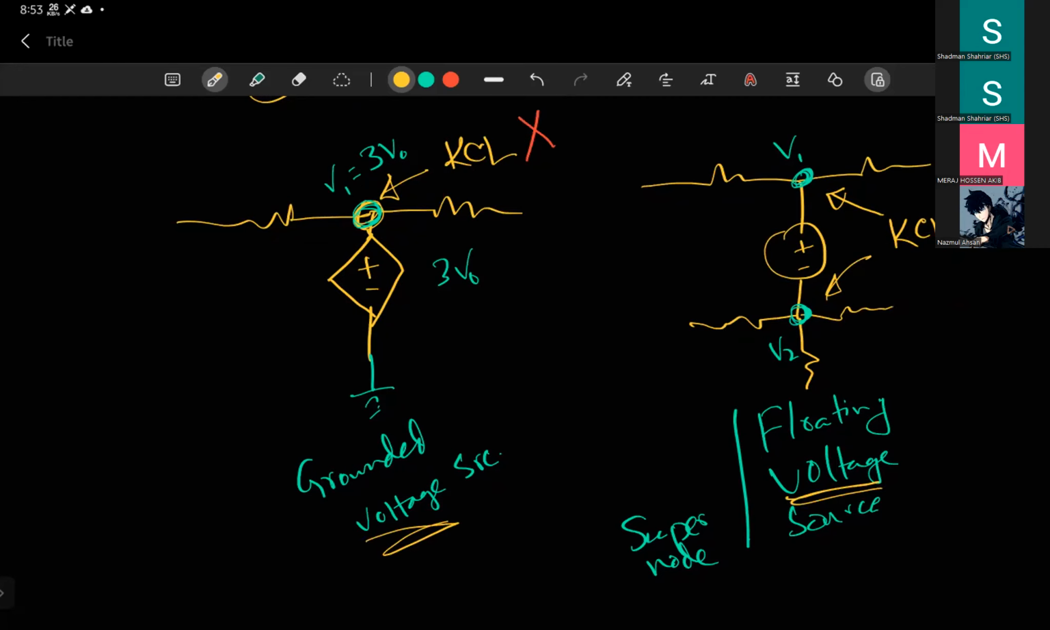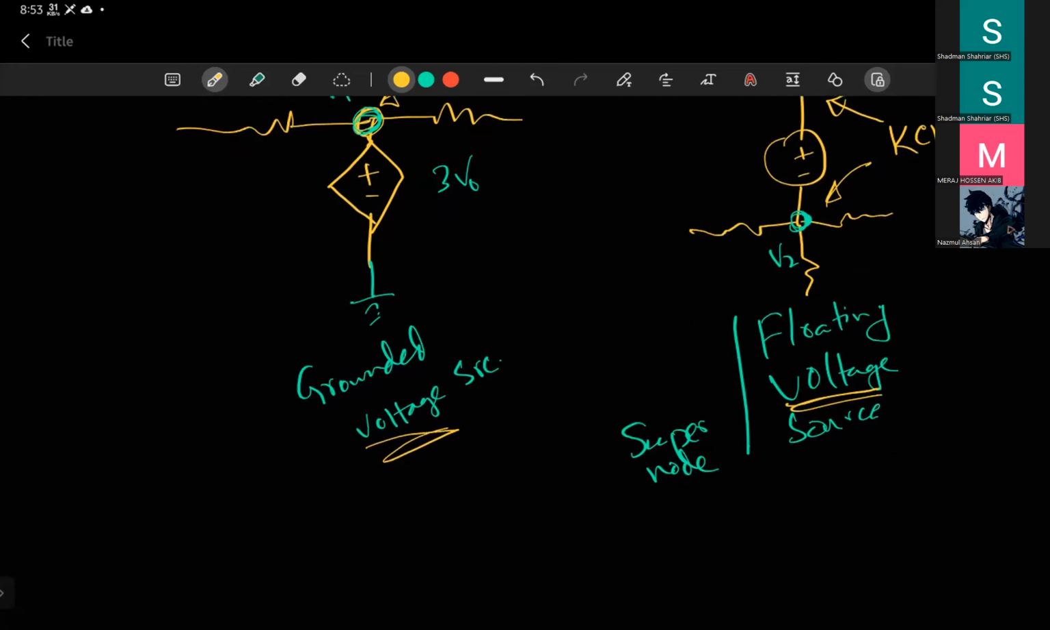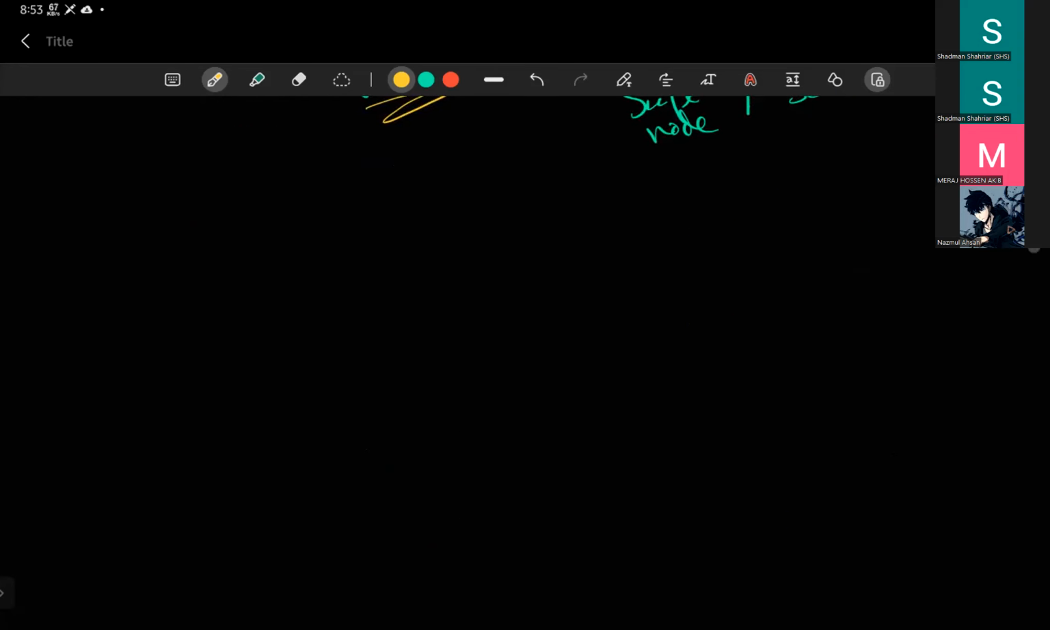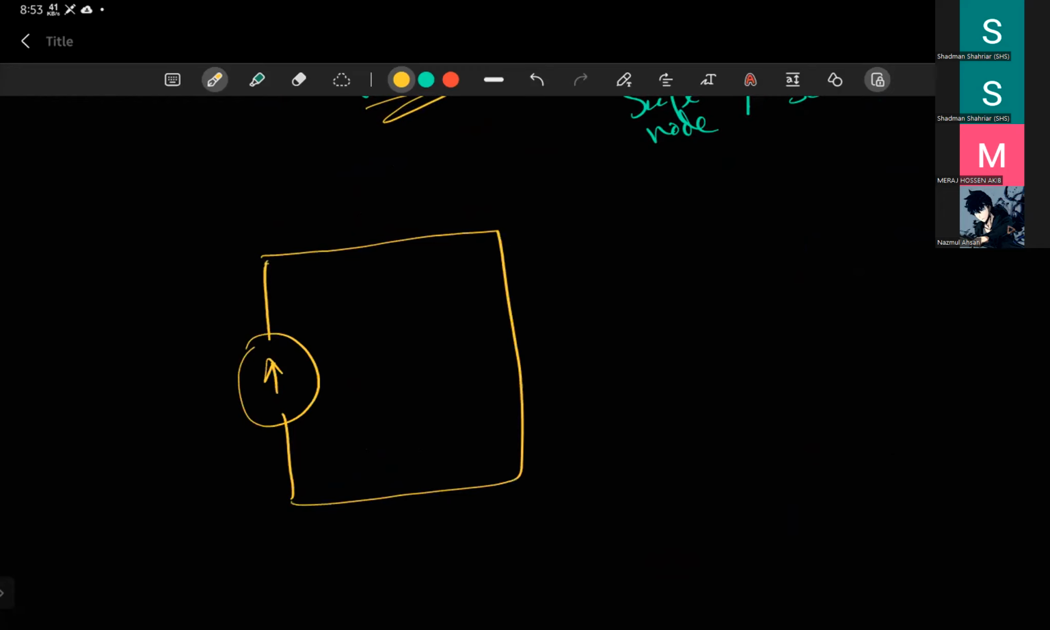The exact opposite mistake you're making is in mesh analysis. If you have a mesh with a current source you cannot write KVL for that, okay? If you try to write KVL that's wrong, okay?